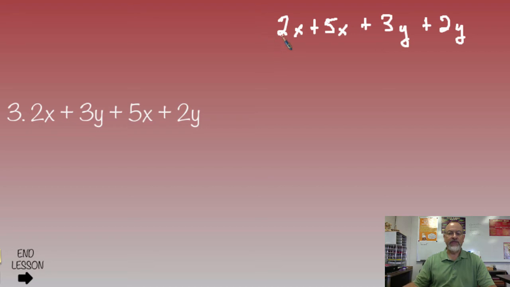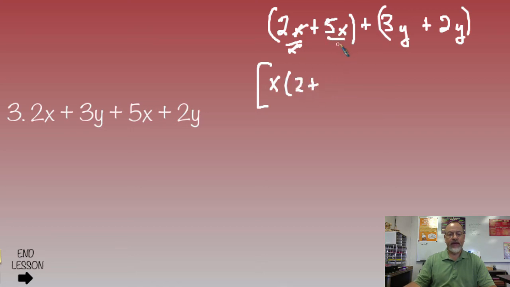And I can even use my associative property then to group these two together and group these two together to kind of begin now adding my like terms. So within here I have a common factor of x, so I'm going to factor that x out. Okay, so I'm going to divide this by x, so x divided by x is 1, and then 2 times 1 is 2. Divide this by x, x divided by x is 1, and then 5 times 1 is 5, and so I have this here.